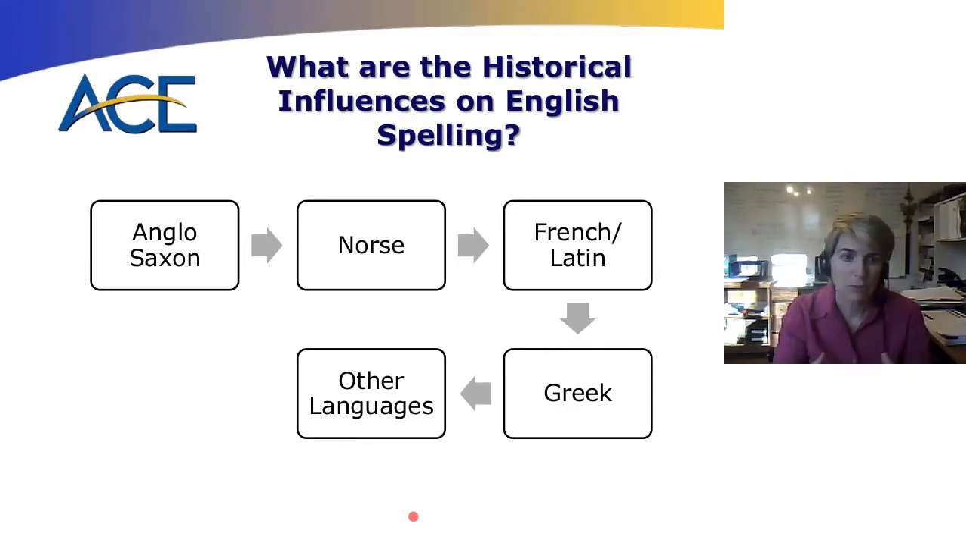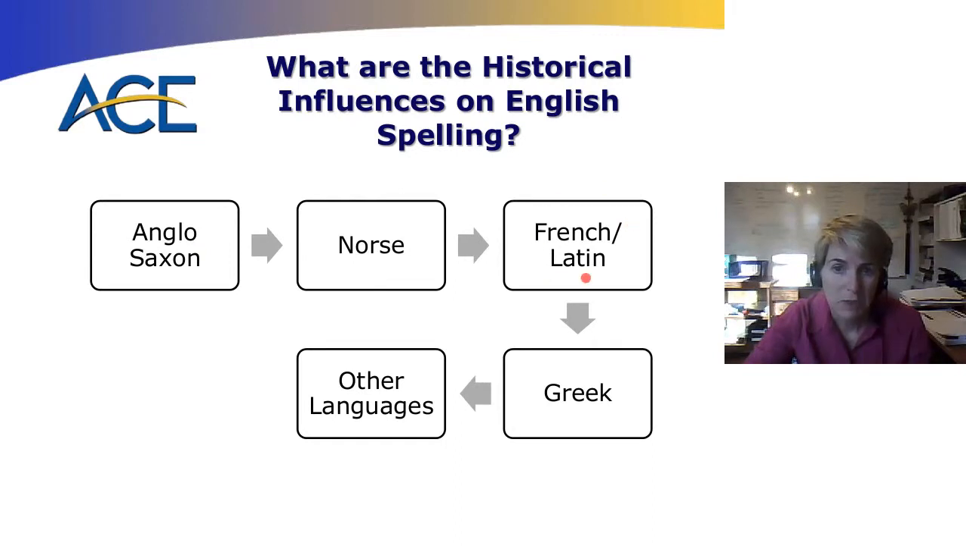I am not an expert on the history of the English language, and I'll give you some resources if you want to dig into this a little more, but I'll briefly take you through some of those historical influences that have primarily impacted our high-frequency structural words in English. English started with a base of Anglo-Saxon, and then there was the Viking invasion, so there was influence of the Norse language.